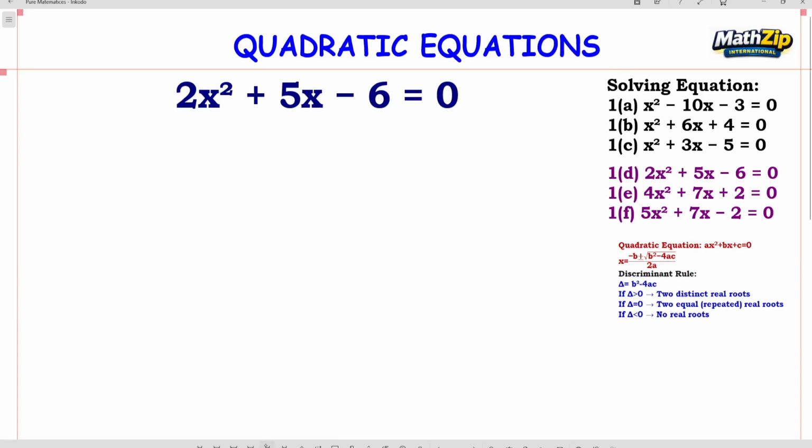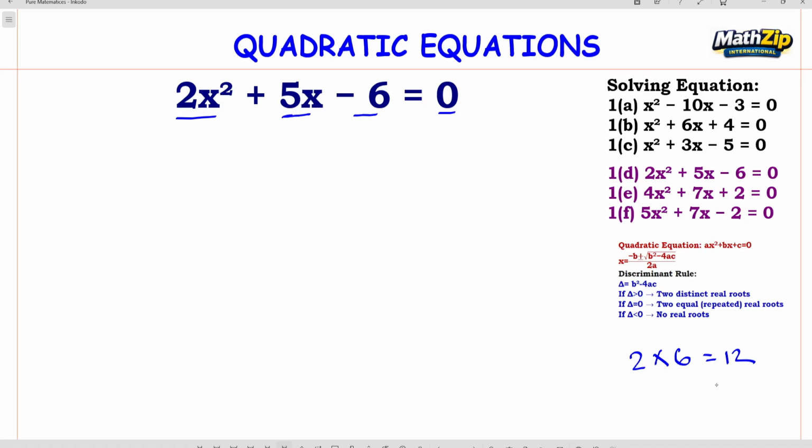Solving equation: 2x² + 5x − 6 = 0. 2 is the coefficient of x², 2 times the constant 6 will be 12. So we have to make this one 5.